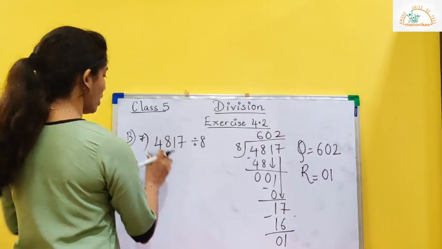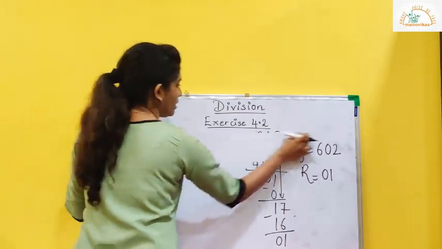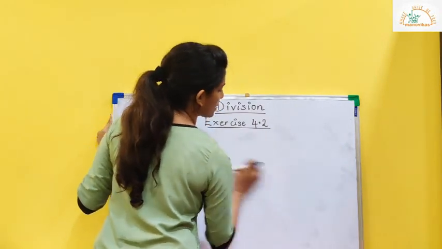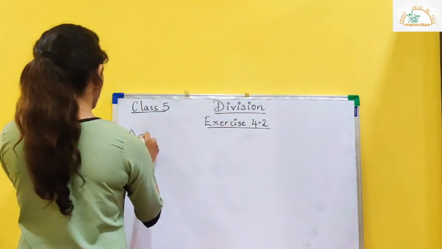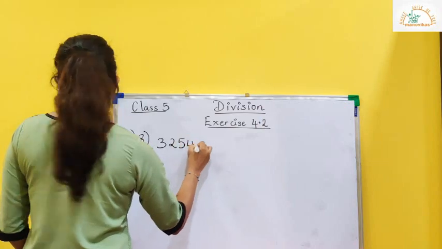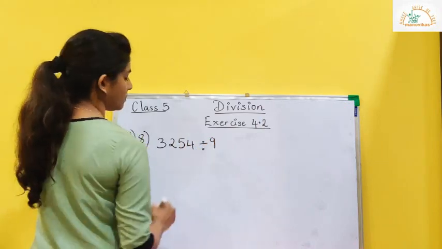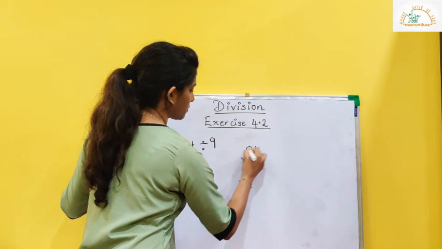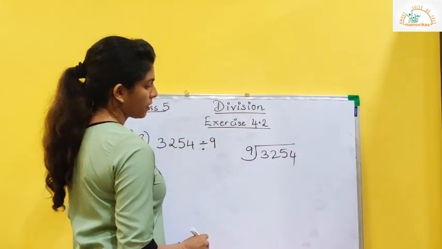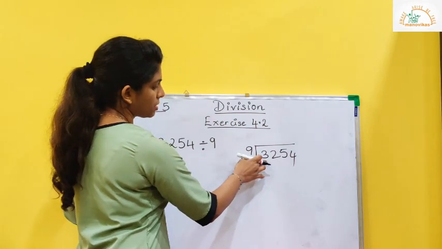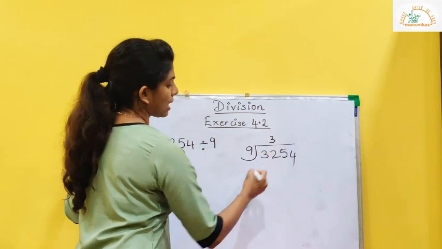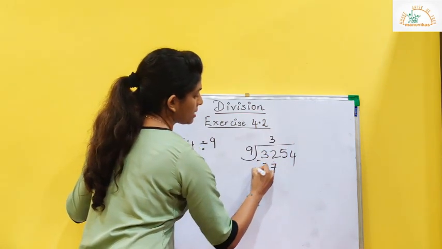Okay. One more I'll solve. That is the 8th one. And the remaining ones you all have to do as homework. So the 8th one is 3,254 divided by 9. Now you know we have to take both these numbers. So 9 3s is 27.